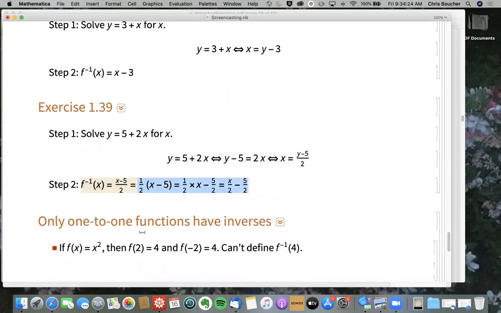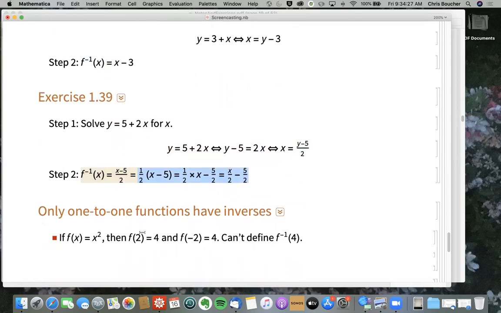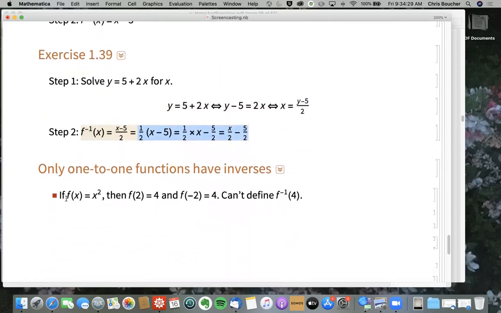Okay, and then one final note about inverses is that not every function has an inverse. A good example is the function f of x equals x squared, right? If this is our function f, then f of 2 is 2 squared, which is 4. And f of negative 2 is negative 2 squared, which is also 4.